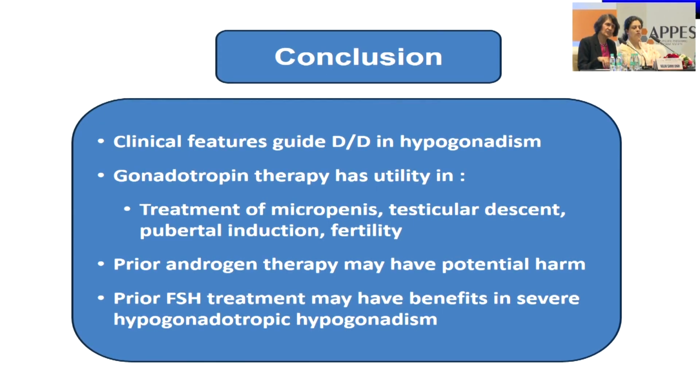Prior androgen therapy should be used with great caution, especially in patients with severe phenotype of hypogonadotropism, and prior FSH-based regime does have an enhancing role in increasing the prospects in future towards enhancement of fertility, which is the ultimate goal in these group of individuals.